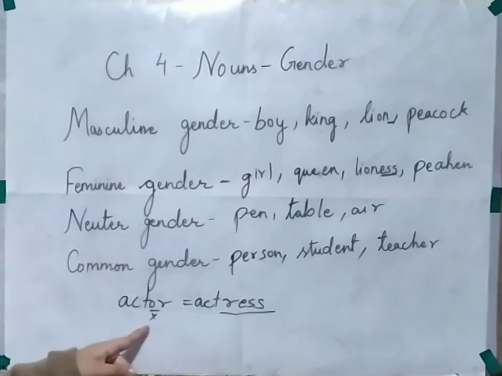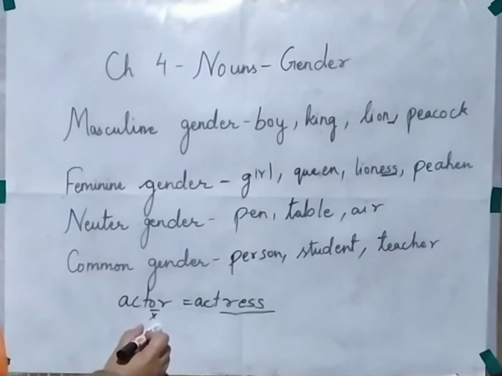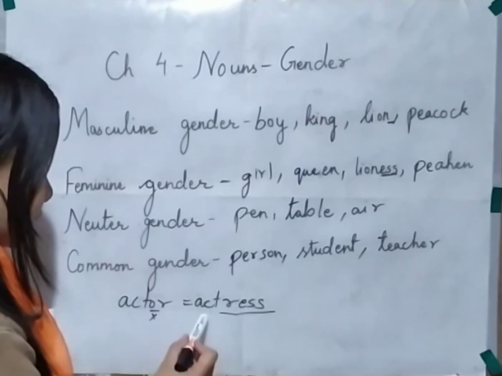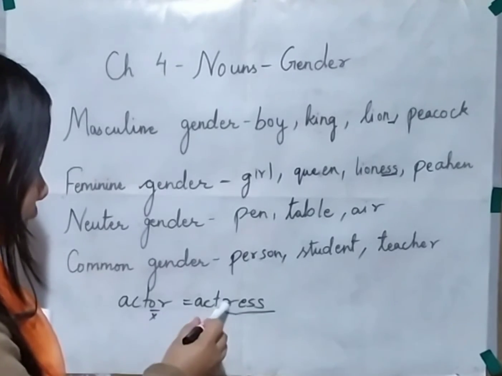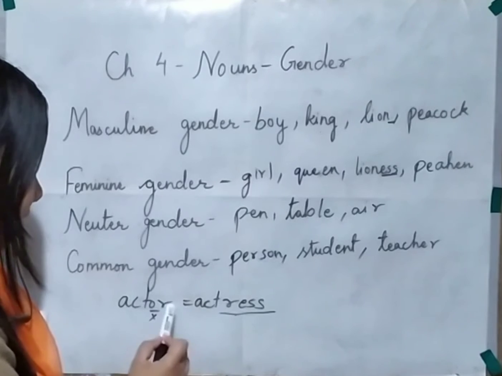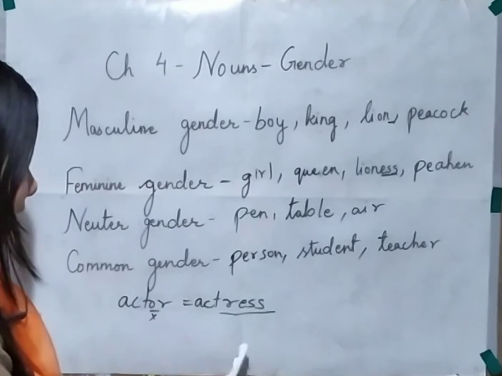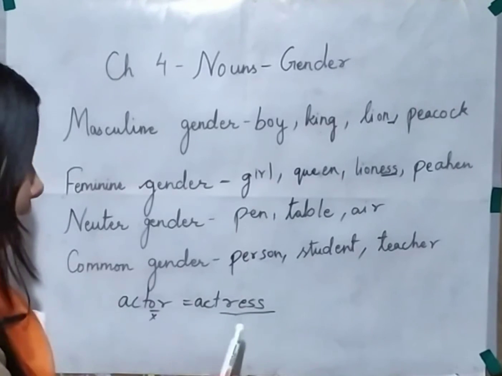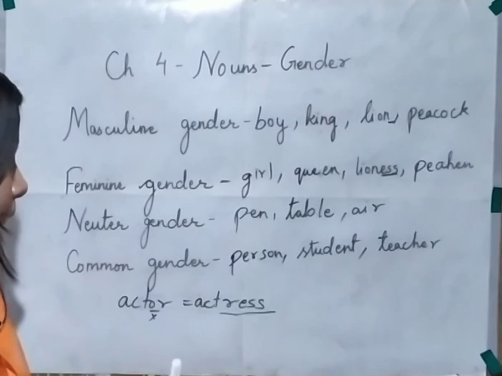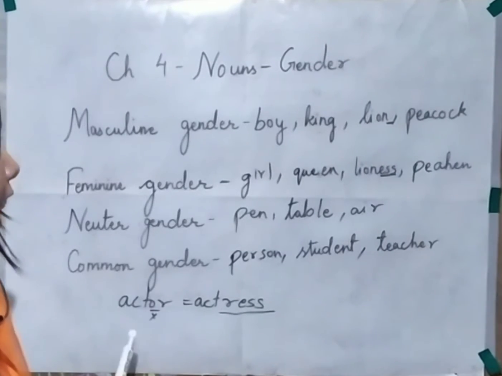So over here what I want to tell you is that we have omitted a letter. We have removed the letter O while writing the word actress: ACT, so O has been removed from here. And then you can see R has been written and we have added ESS. So you need to keep this in mind before adding ESS while making the feminine gender.